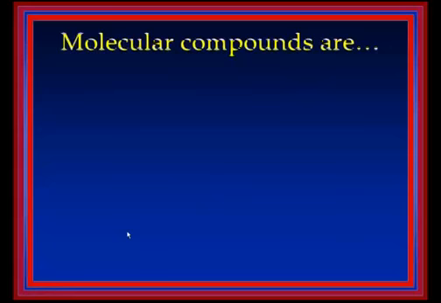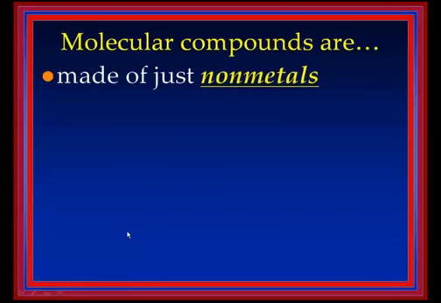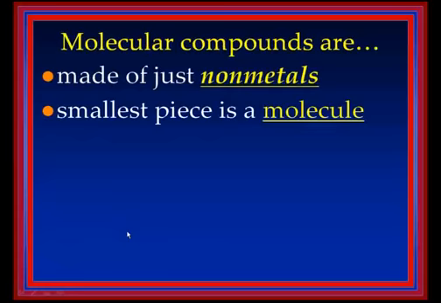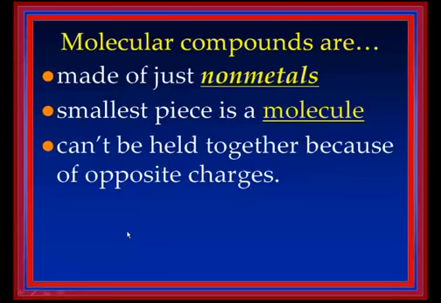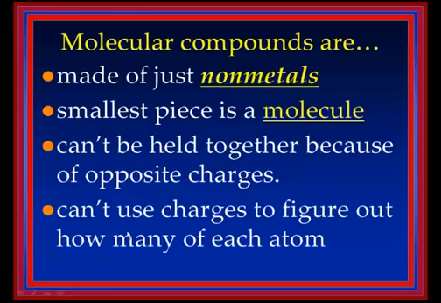compared to the others. So if you recall, molecular compounds are just made of nonmetals, and the smallest piece of a molecular compound is a molecule. And these can't be held together because of opposite charges, the way ionic compounds do. Their pluses and the minuses don't cancel out the same because the patterns that we learned on the periodic table just don't hold. So we also can't use the charges to figure out how many of each atom there are. So we have to have another method.